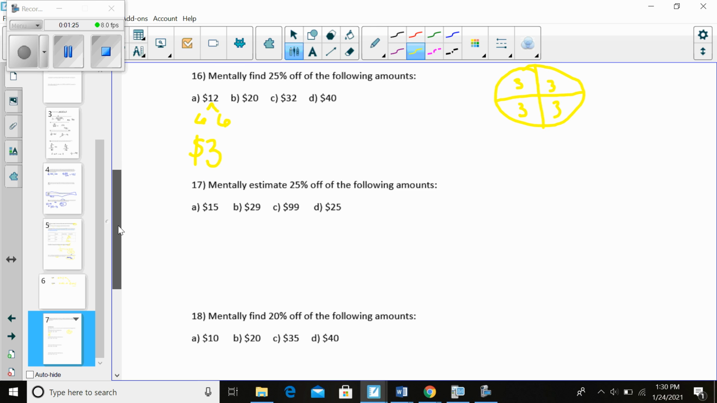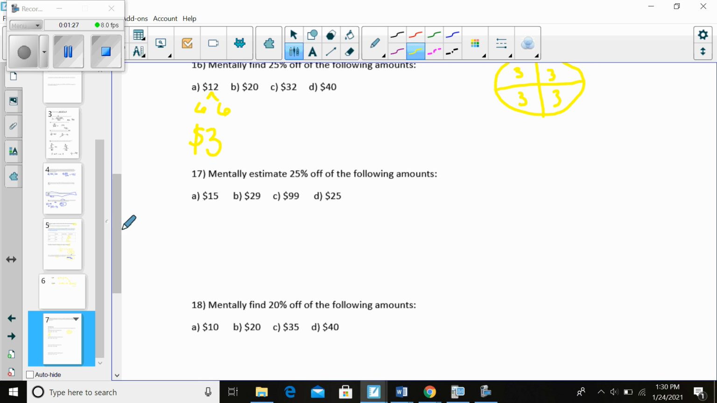Now, what if it's not a nice number? What if it's not a number that's divisible by 4? You would just look at the next closest multiple of 4. The next closest multiple of 4 compared to 15 would be 16. A quarter of 16 would be 4, and so I would know it's about $4, just under $4, which would make the selling price around $11 for this item.